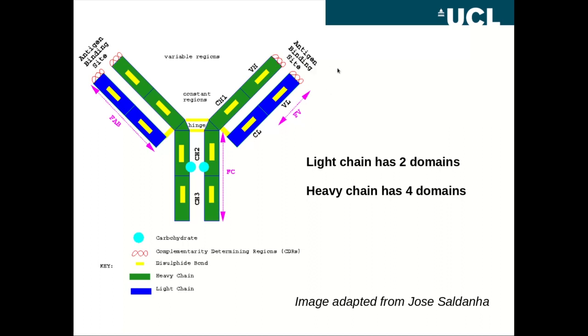A couple of other features to point out. There's a region between the CH1 and CH2 which is known as a hinge. That's the region that gives flexibility, where those arms can move around. Also within each of the domains is a disulfide bond, and there are disulfide bonds within the hinge and joining the C-terminus of the light chain to the middle of the heavy chain. We'll come back to these different features in a bit more detail later.